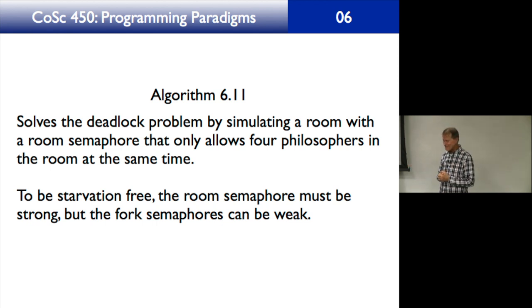I don't know. But does everybody agree that this actually is one way to solve the problem? Okay? You can simulate a room, and then they have to enter the room, and you have a semaphore for the room that only lets four people in at a time. Because if there's only four people at a time in the room, you know that that scenario can't happen. You see, there will always be a fork available.